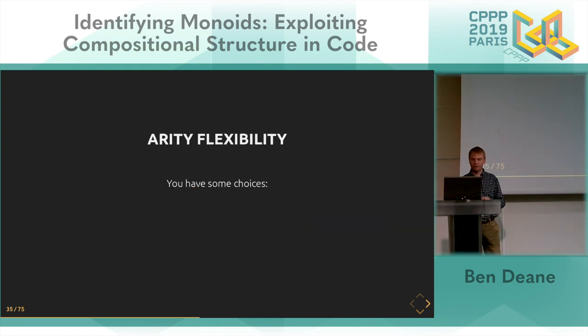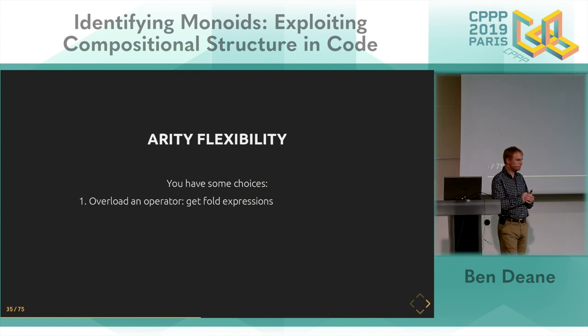All right, so the other thing that sometimes occurs is that monoids fundamentally have the binary operation, but sometimes for efficiency reasons, you want to provide an n-ary operation. And you can do that more efficiently sometimes. Now, this is where we're sort of wandering away from mathematical monoids a bit, but basically, you have a few choices. If you want to overload an operator, you get fold expressions for free, so you get that n-ary operation.